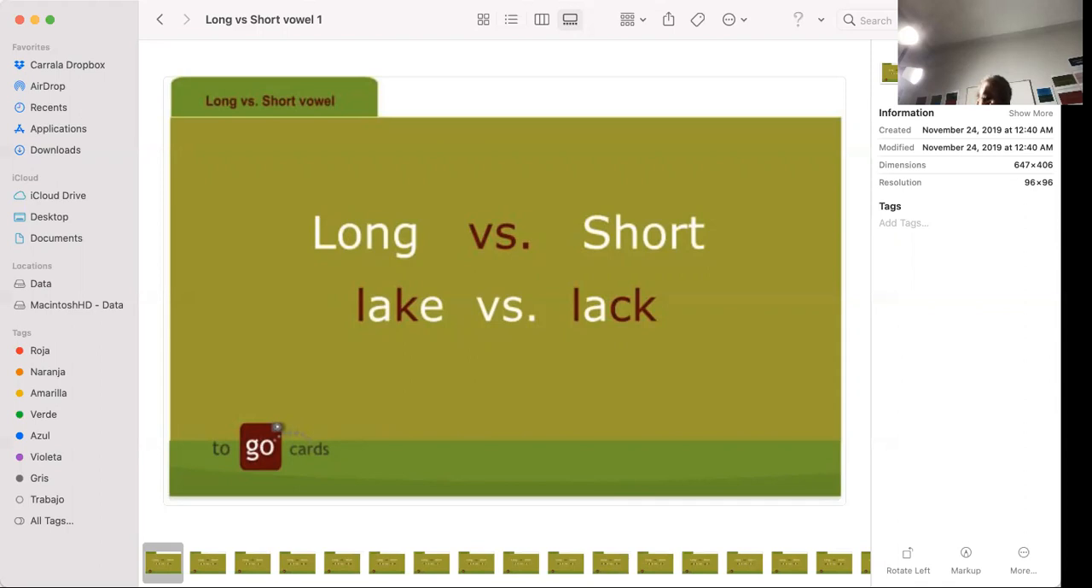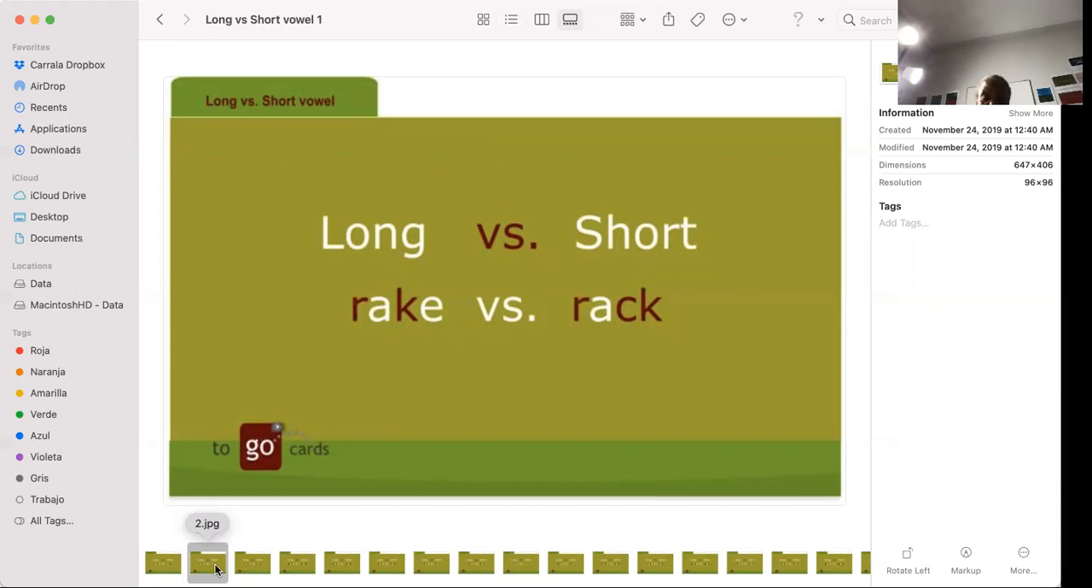Lake, lack, important words. Rake, rack, rape, rap. Rape is a very important verb. It's a very tragic verb. It's what one person does to another person, using sex as a means of demonstrating one's power, to rape.